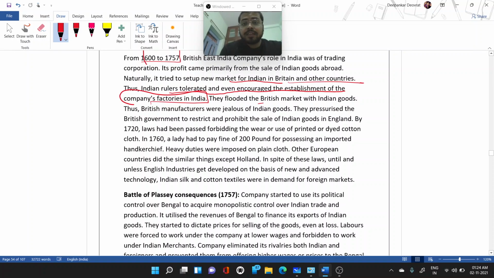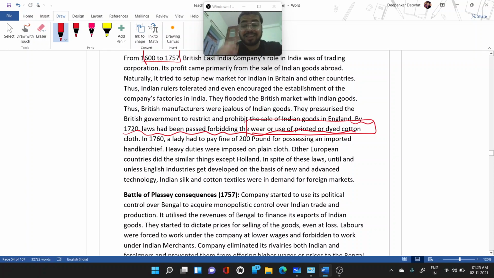So they flooded the British market with Indian goods, as I have just told, and thus British manufacturers, other than the British East India Company, were jealous of Indian goods. So they pressurized the British government to restrict and prohibit the sales of Indian goods in England. By 1720, laws had been passed forbidding the wear or use of printed or dyed cotton clothes.